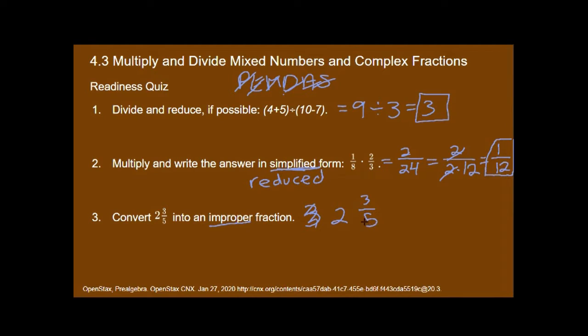2 3/5. The way we do this is we multiply this times this, multiply, and then add this, and we keep the same denominator. So we're going to keep the 5 on the bottom, but we're going to multiply 5 times 2, that's 10, and then 10 plus 3 is 13. So our improper fraction that is equal to 2 3/5 is 13/5.